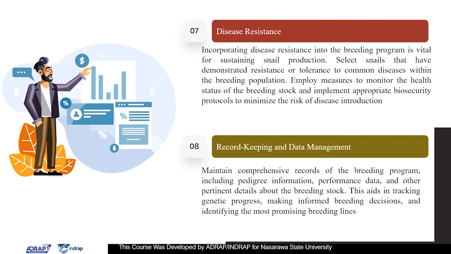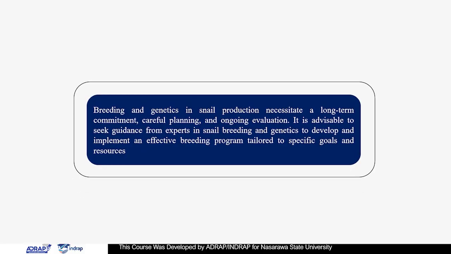Record keeping and data management. Maintain comprehensive records of the breeding program, including pedigree information, performance data, and other pertinent details about the breeding stock. This aids in tracking genetic progress, making informed breeding decisions, and identifying the most promising lines. Breeding and genetics in snail production necessitate a long-term commitment, careful planning, and ongoing evaluation. It is advisable to seek guidance from experts in snail breeding and genetics to develop and implement an effective breeding program tailored to specific goals and resources.